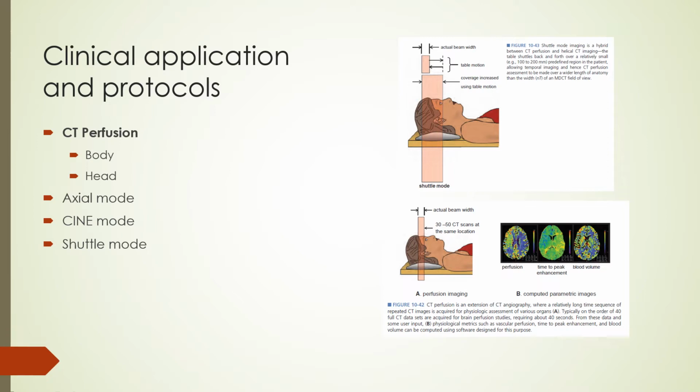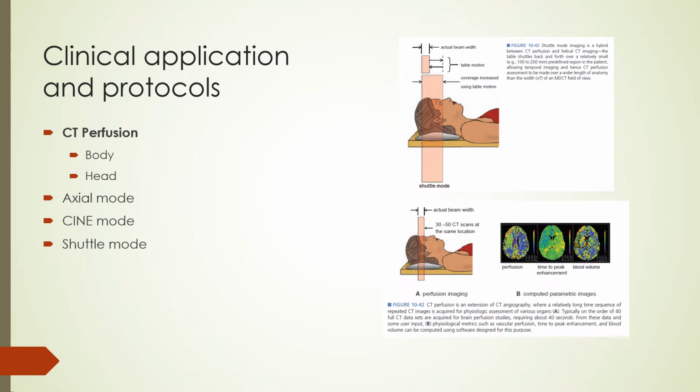There are a few possible modes: an axial mode, a Cina mode, which is a continuous mode, and a helical shuttle mode. The axial and Cina modes are available on older scanners, while the shuttle mode is used in some modern scanners. In axial modes, the kV and mA are selected. The scanner performs a single 1-second rotation and is moved to the next position for the next scan.